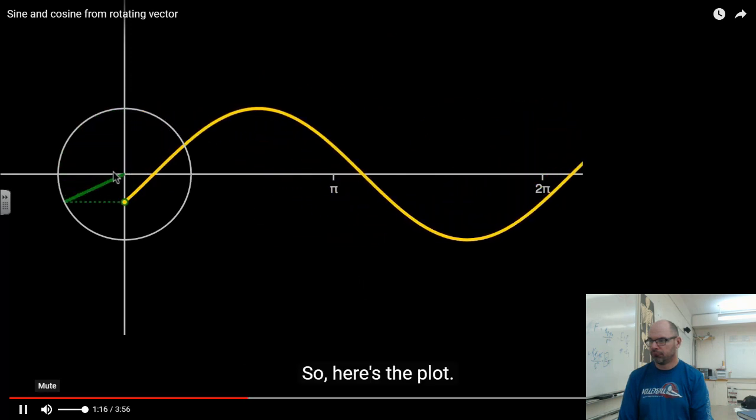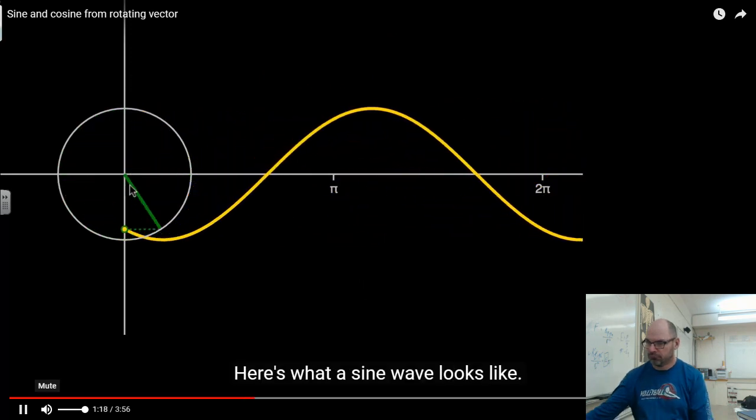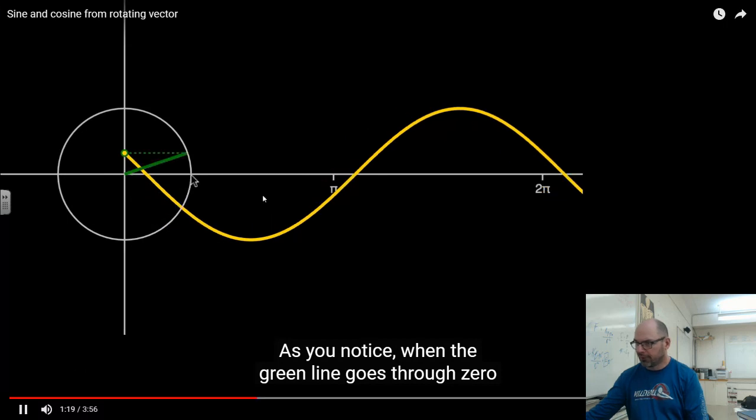So here's the plot. Here's what a sine wave looks like. As you notice, when the green line goes through 0. Okay, so you'll notice that he's got 0, pi, and 2 pi, and that is the radian measure around a circle. If we were doing that in degrees, remember that 2 pi radians equals 360 degrees. This would be 360, this would be 180, this would be 0. And this is the shape.